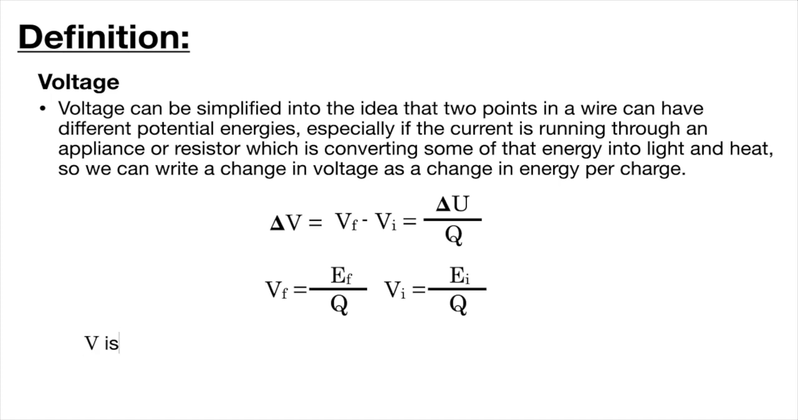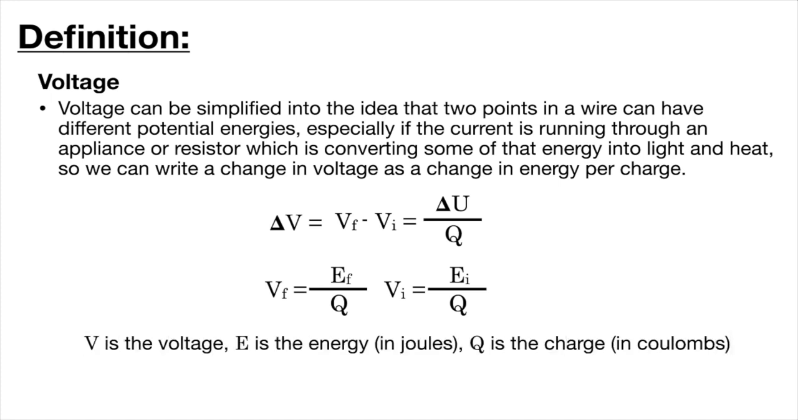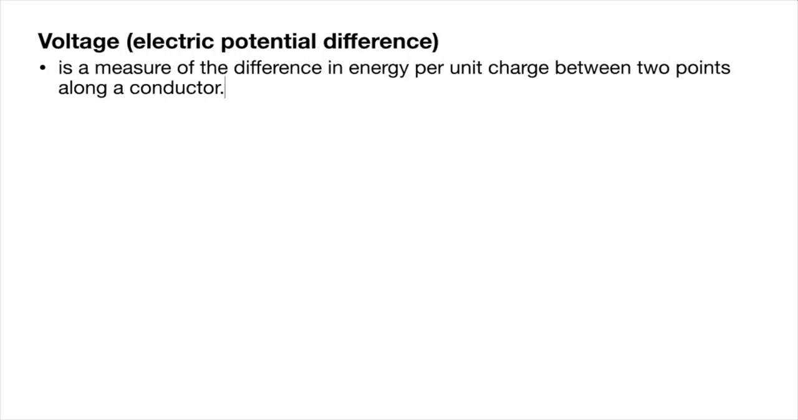V is voltage, E is the energy in joules, and Q is the charge in coulombs. So the 1 volt per 1 joule over 1 coulomb becomes V equals E over Q, which is the exact same thing as 1 volt equals 1 joule per 1 coulomb. Voltage, electric potential difference, is a measure of difference in energy per unit charge between 2 points along a conductor.